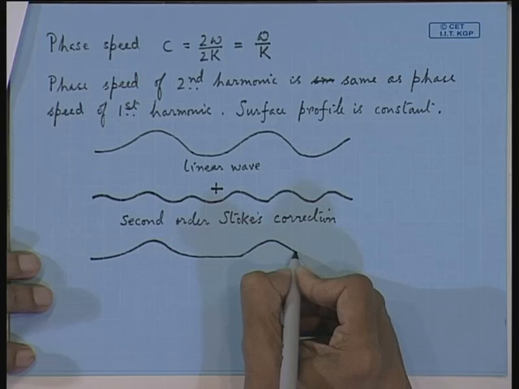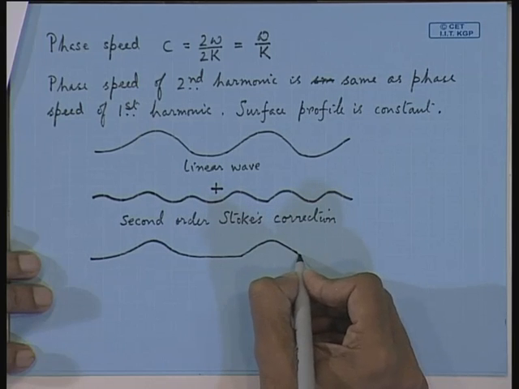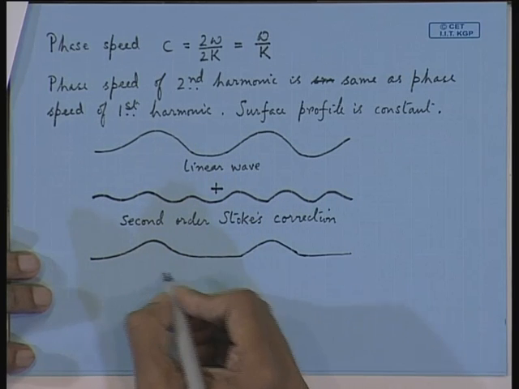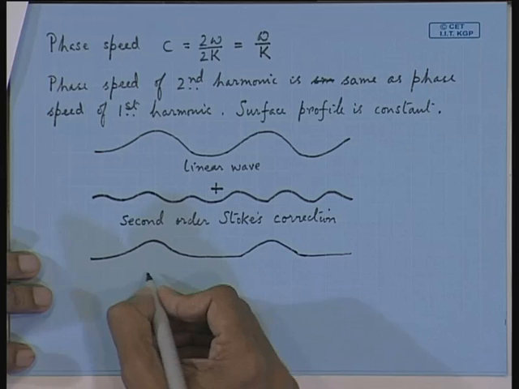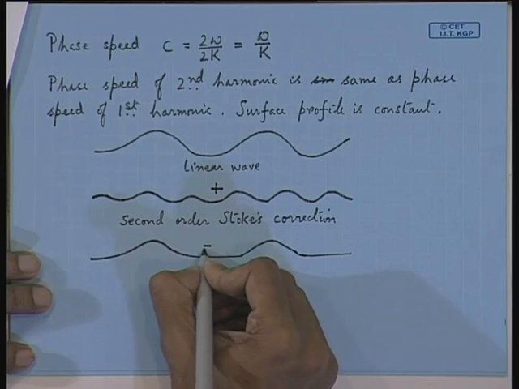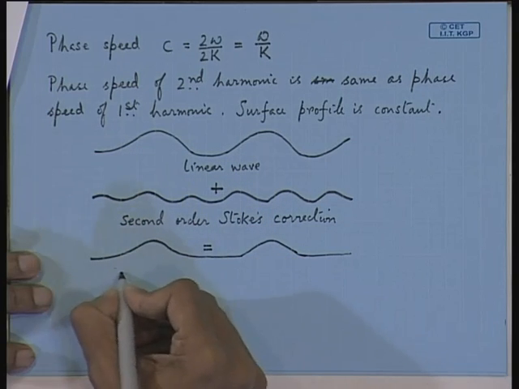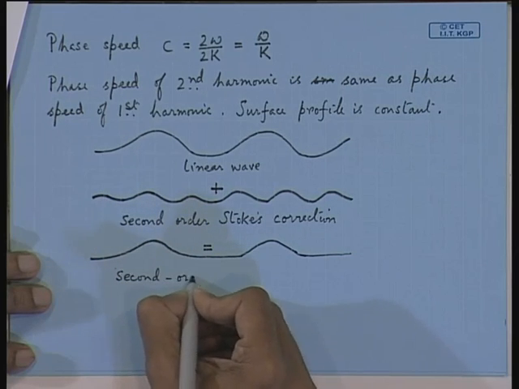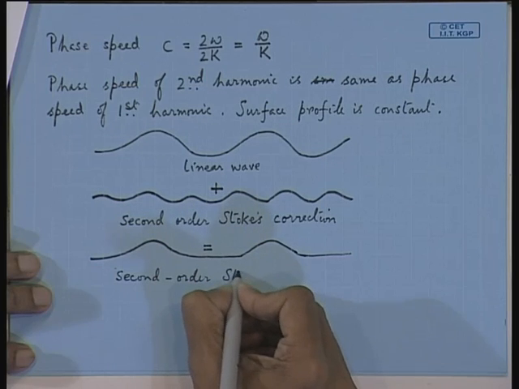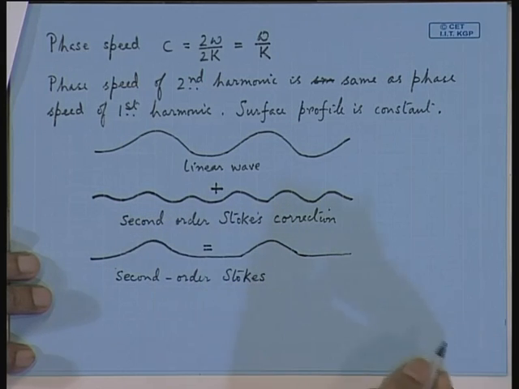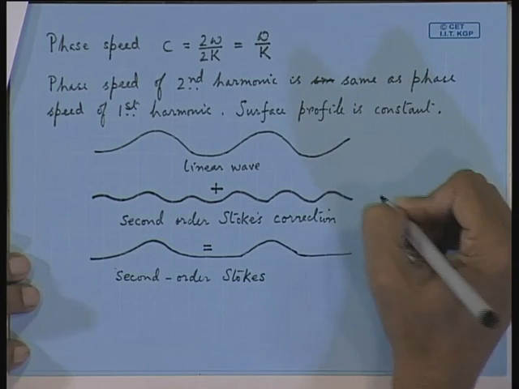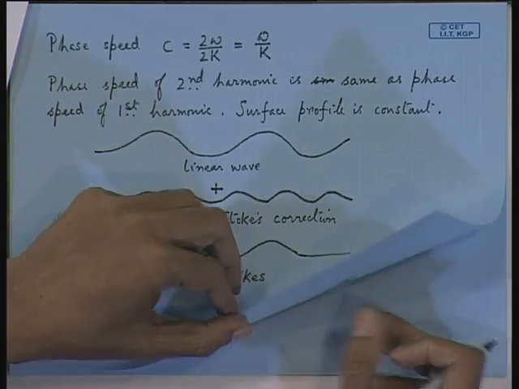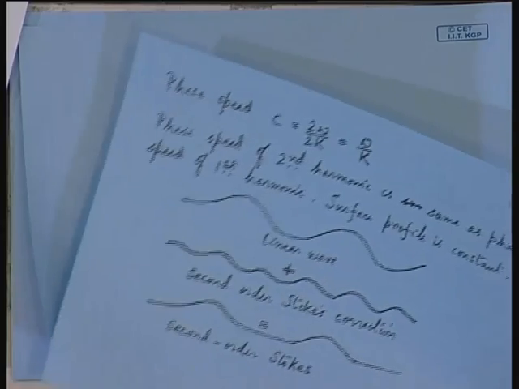So this is the actual nature of your sea wave, no? So this is second order, so this plus this will give you this. So this is called second order Stokes. So this Stokes theory is frequently used in offshore structure calculations, force calculations. It is simply second order. Now what you should know is where to apply this.